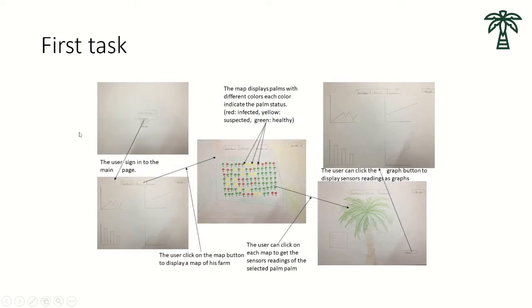For the first task, the user signs in. Then the user goes to the main page, which is the farm dashboard. Then he clicks on the map button and he is transferred to the map showing his farm. Then he can see the different statuses of the different palms. Then he clicks on one of the palms and sees the dashboard of the palm. Then he clicks on graphs, and he's transferred to the graphs for the different sensor readings.